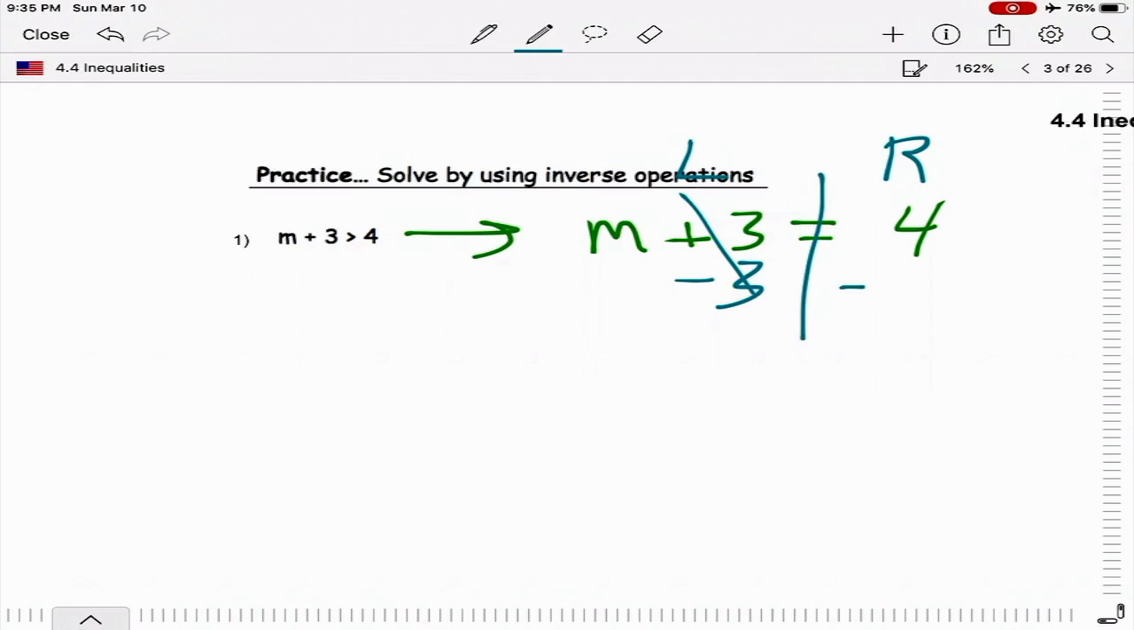What I do to one side, I do to the other side. 4 minus 3 is 1, equals m. So my answer here is m equals 1. That's what you did in like lesson 4.1.